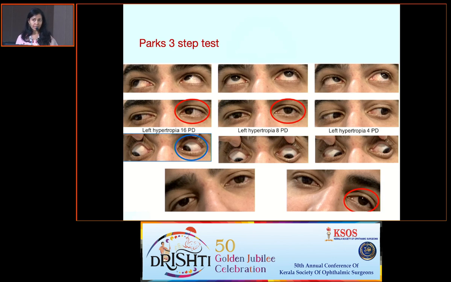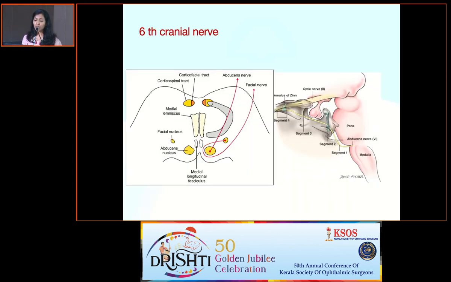Let's look at the Parks three-step test. Here in the primary position, the eye is hyper. When the patient is moving to the opposite side, hypertropia is increasing. And on head tilt, it increases to the ipsilateral side. That's why in superior oblique palsy, the patient tends to adopt a head tilt to the opposite side to relieve the diplopia. The sixth cranial nerve nucleus is located at the pons.